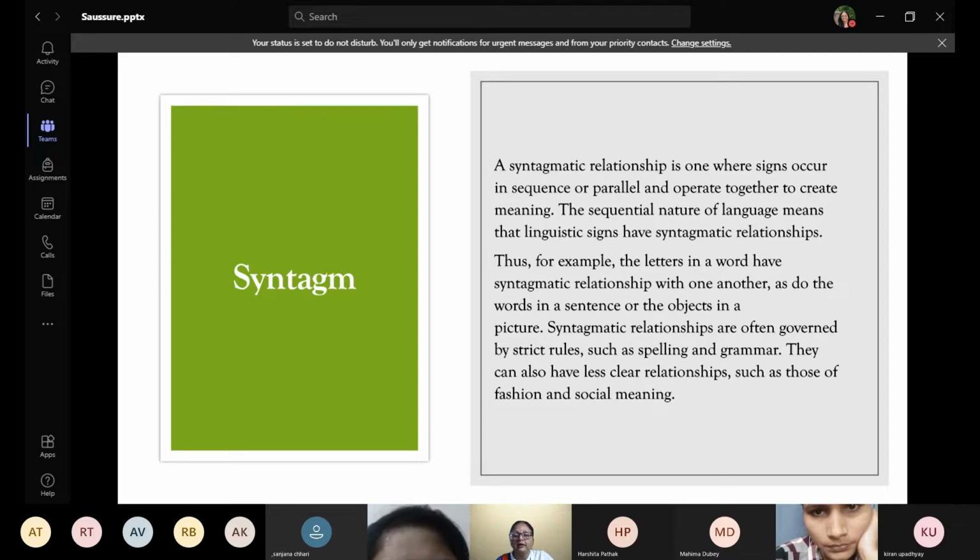So thus, for example, the letters in a word have a syntagmatic relationship with one another. Okay. And so do the words in a sentence. Yes, objects in a picture also have a syntagmatic relationship.